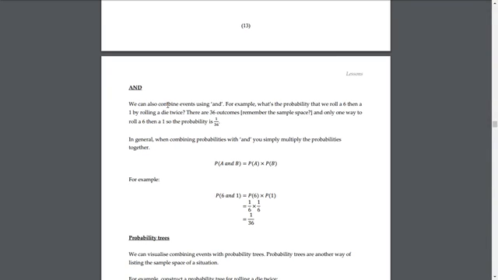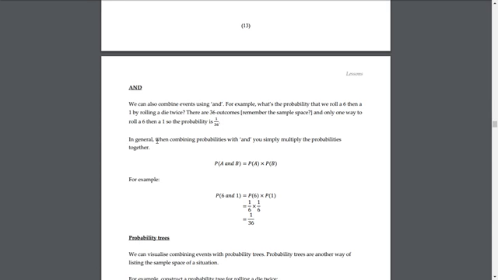Anyway, there's a little tangent. We can also combine events using AND, which we just talked about. There are 36 outcomes. Remember the sample space for throwing 2 dice. And there's only one way to roll a 6 and then a 1. So the probability is 1 over 36.